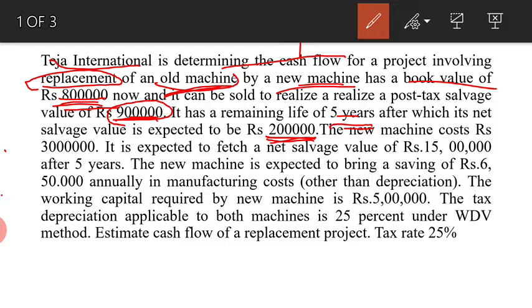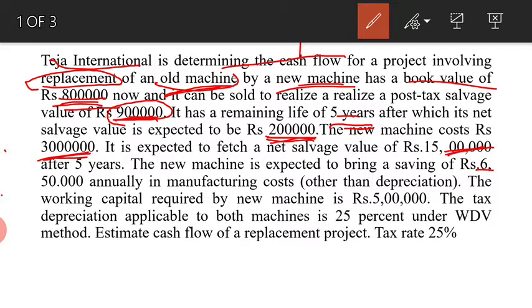Next, the new machine. Now this was all about your old machine. Now the new machine costs rupees 30 lakhs. It is expected to fetch a net salvage value of 15 lakh. That means currently if you want to purchase, it is 30 lakh rupees. That is the initial investment. After the life of the asset, it would be 15 lakhs. After 5 years, the machine is expected to bring a savings of 6,50,000 rupees.